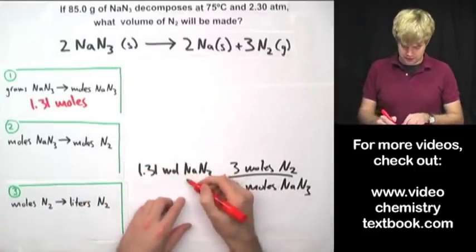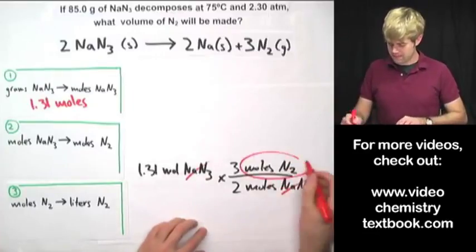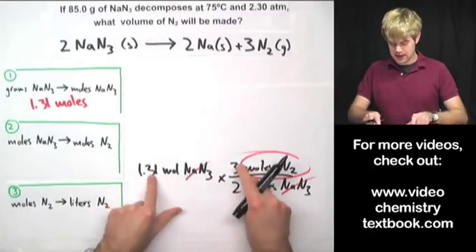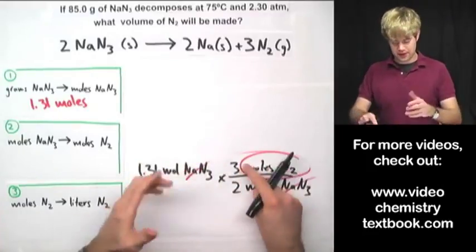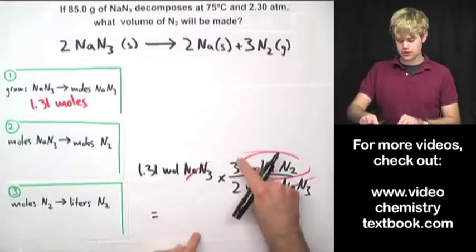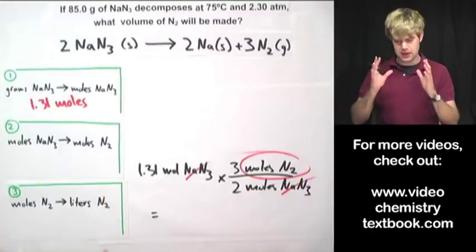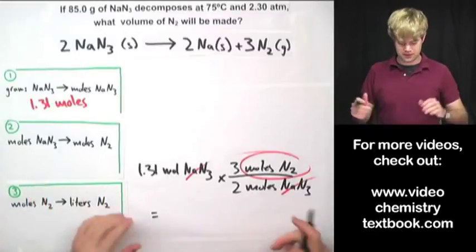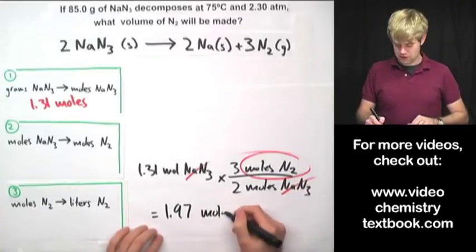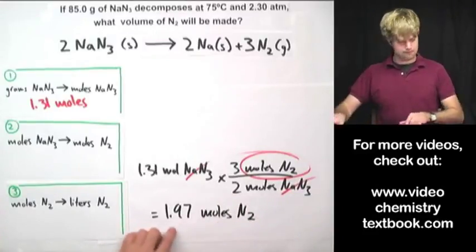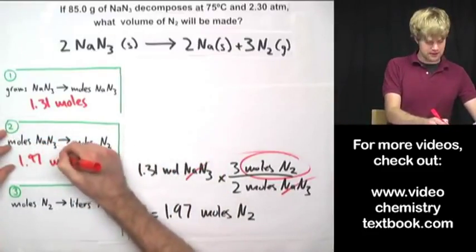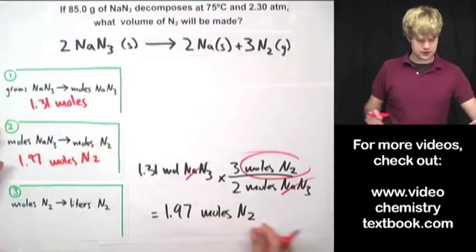Now I have sodium azide on the top, sodium azide on the bottom. They cancel out. And the math I'm going to do is 1.31 times 3, and then the answer to that, divided by 2. When I do that, I round it to 3 significant figures, because 3 and 2 are both exact numbers that have an infinite number of significant figures. I get 1.97 moles of N2. So that's the answer to the second part of my problem.